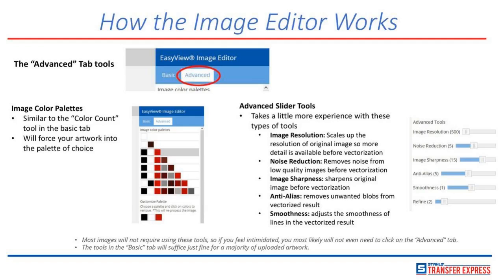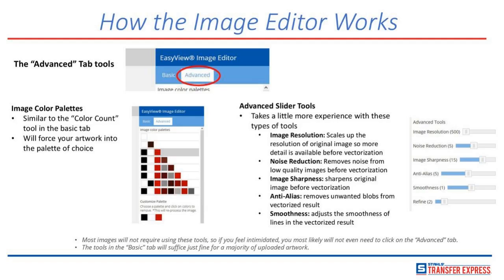Starting from the top and working our way down, you've got image resolution. Image resolution scales up the resolution of the original image so that more detail is available. It's kind of like the option on the basic tab that was asking you, do you want default, high, or max? It's the same exact thing, but it's giving it to you in a slider fashion.